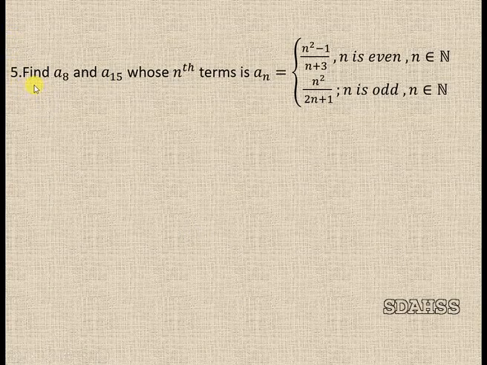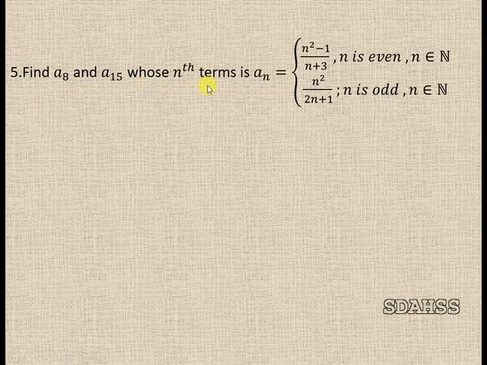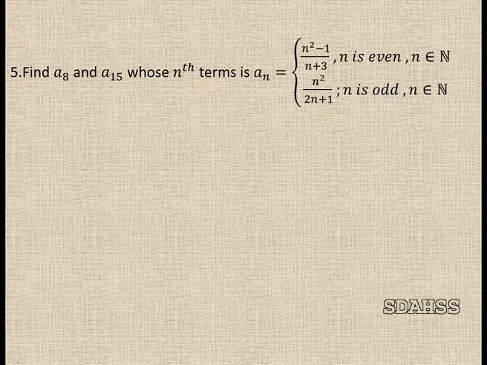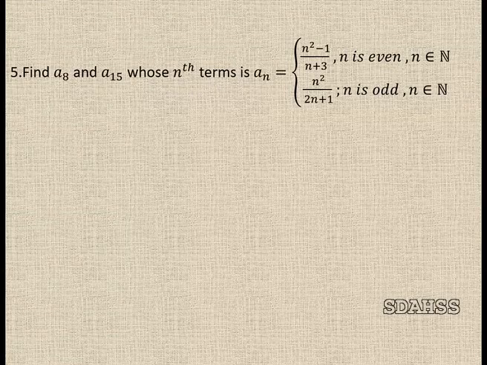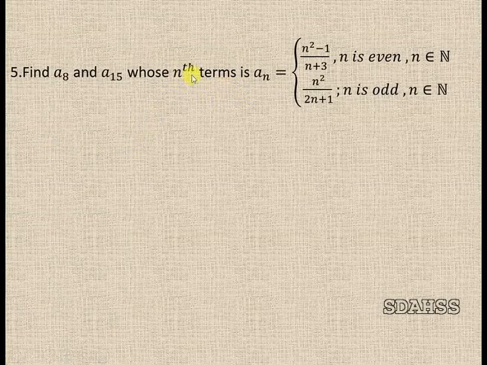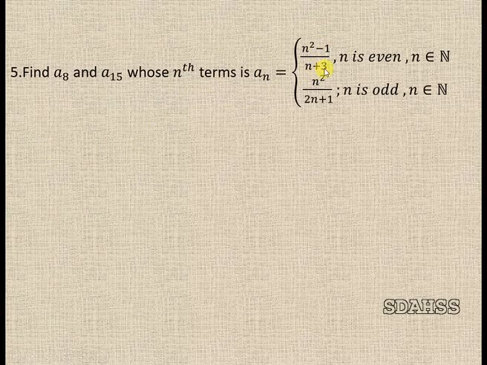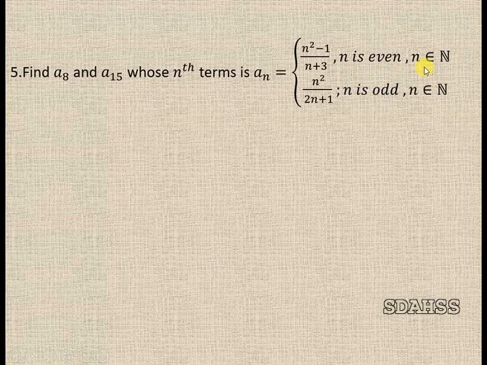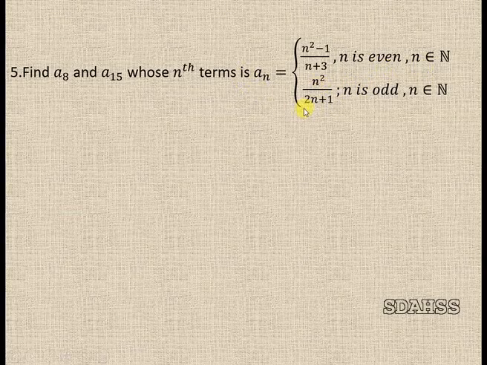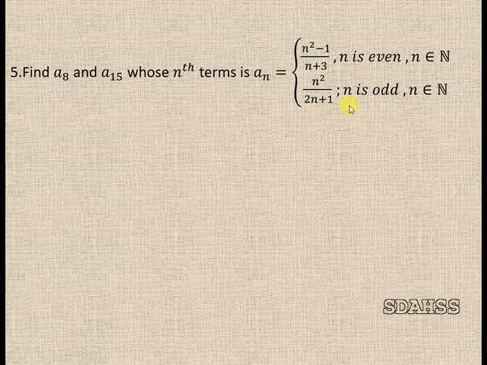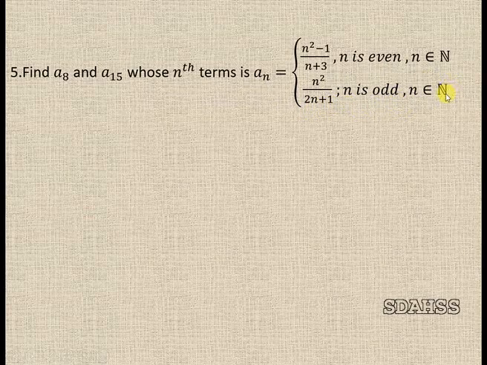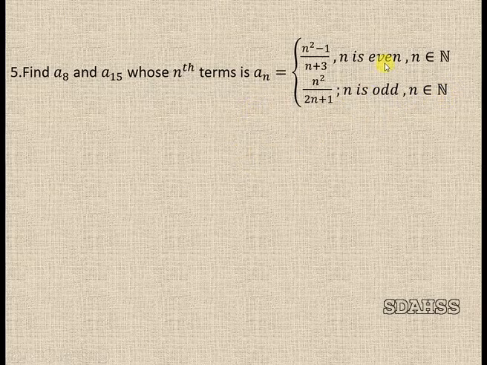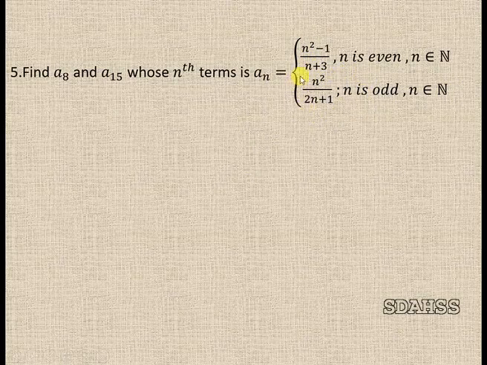Fifth sum. Find a_8 and a_15 whose nth term is a_n is equal to (n square minus 1) divided by (n plus 3), comma n is even, comma n belongs to N. a_n is equal to n square by (2n plus 1), comma n is odd, comma n belongs to N. If n is even means you have to use the first function. If n is odd means you have to use the second function.